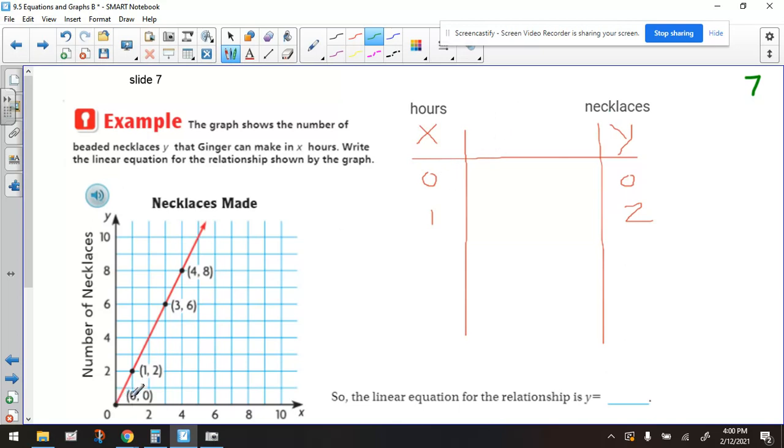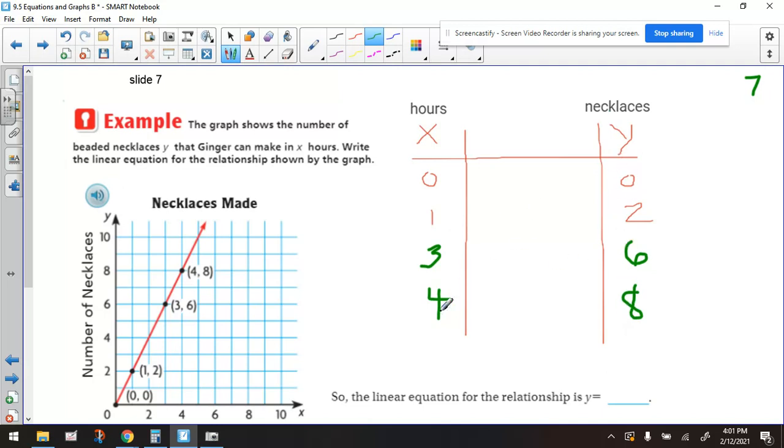So that first ordered pair is a 0, 0, so we put in a 0 and a 0. That second ordered pair, the x is a 1 and the y is a 2. So let's put it in the table. So the x value is a 3 and the y value is a 6. All right, and over here we have the x value as a 4 and the y value is an 8. All right, so really what we need to do is we need to figure out what do we do to this number to get this number? And it has to be the same thing for each time. So it kind of looks like the numbers are getting bigger, right?